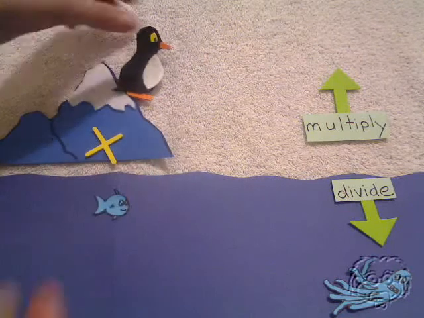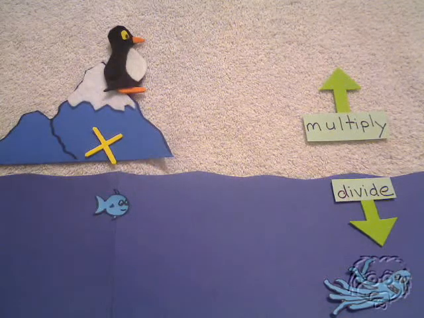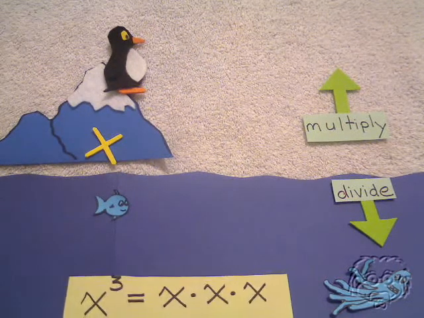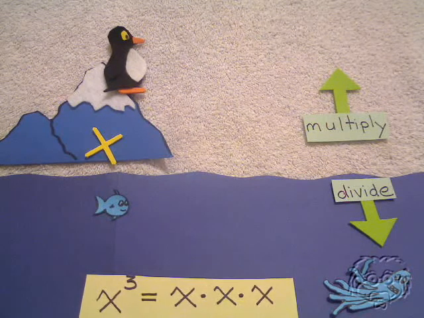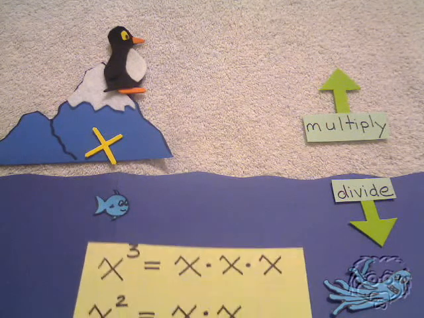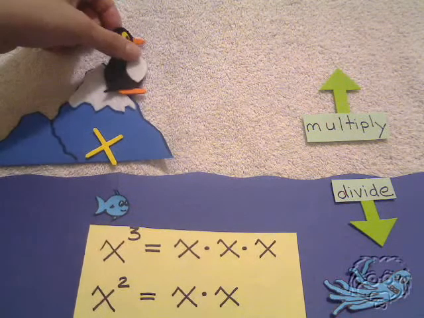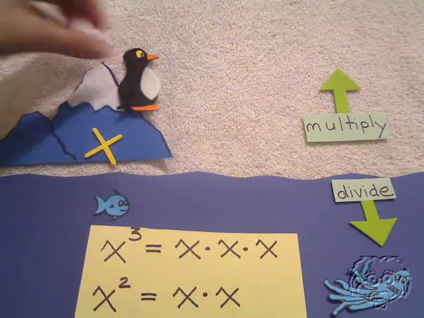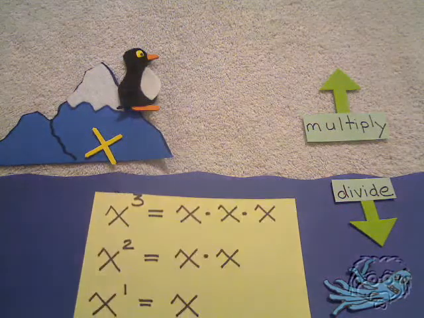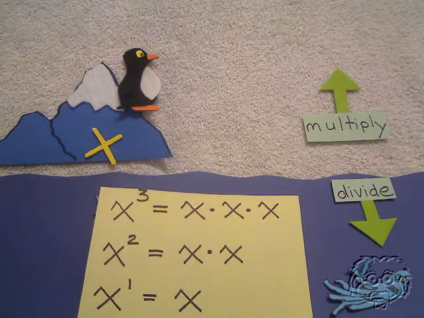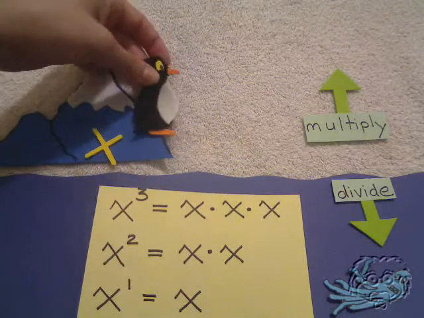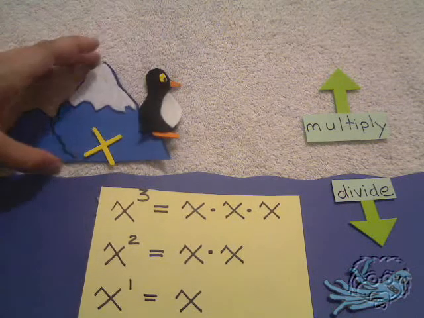So he had to keep dividing for quite a while. He divided x cubed by x, and x cubed divided by x would just be x squared. And notice again, he decreased the exponent by 1. If he divided x squared by x, that would be x to the power of 1, which is just x. And again, he decreased the exponent by 1.